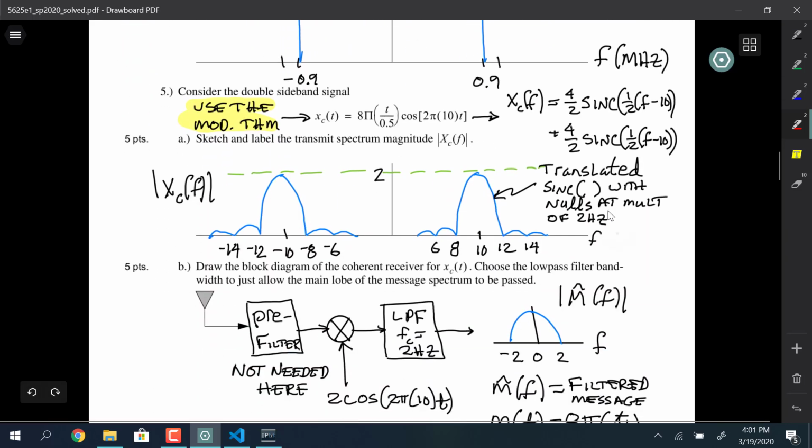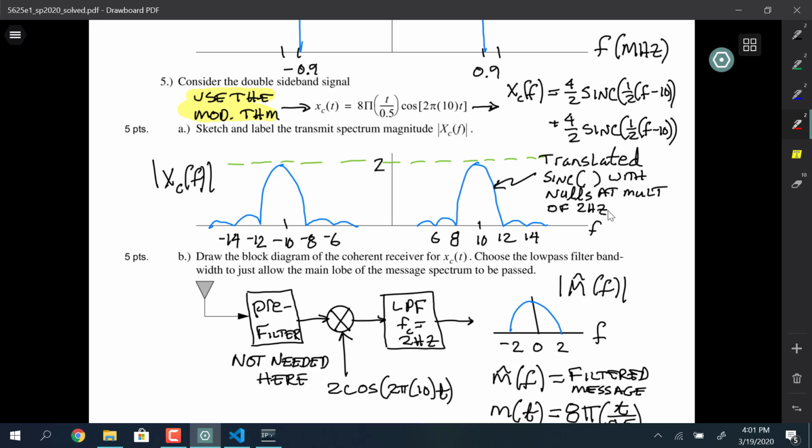Number 5 here is a simplified version of binary phase shift keying. Rather than having an actual pulse train with random bits, this is just a single pulse multiplied times a cosine. So applying the modulation theorem directly, we just get the spectrum shifted up and down in frequency. The pulse width is 0.5 seconds, so the nulls are going to occur at 1 over 0.5, which is 2. But when you shift that up in frequency, that makes the nulls occur at 2 hertz either side of 10.